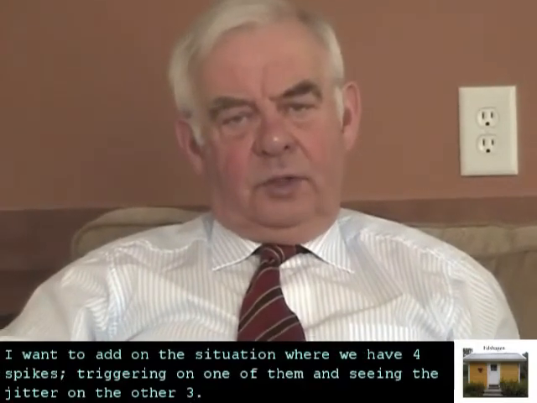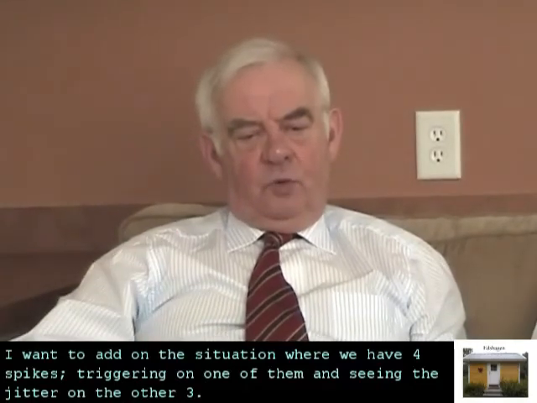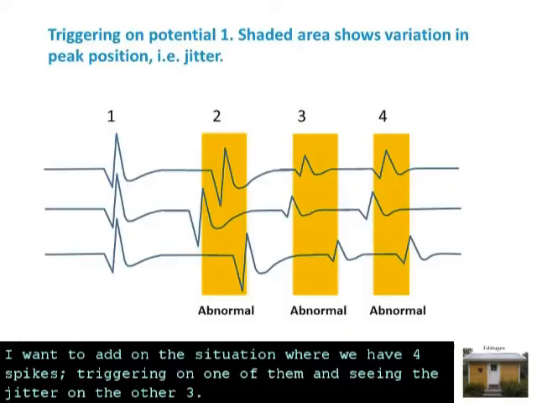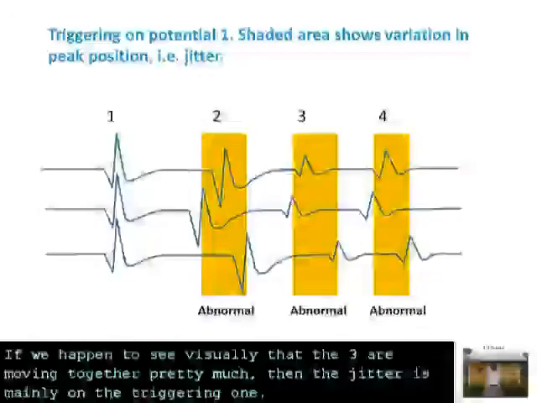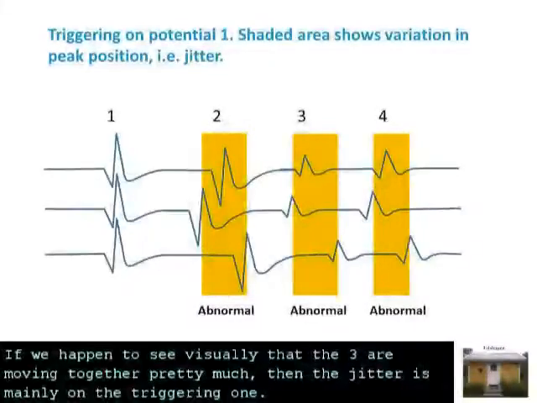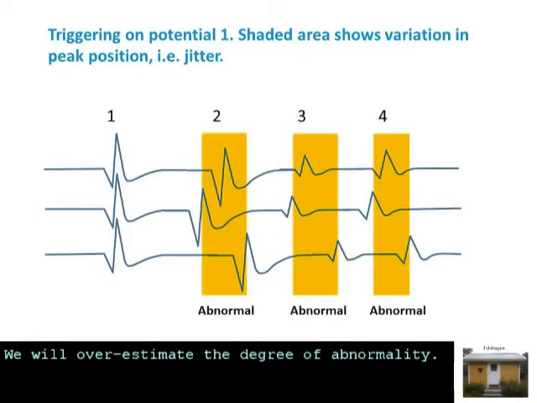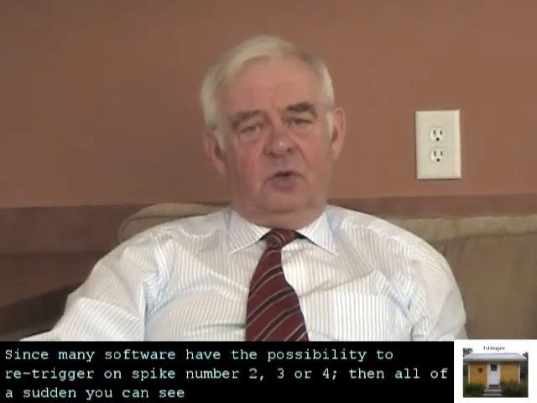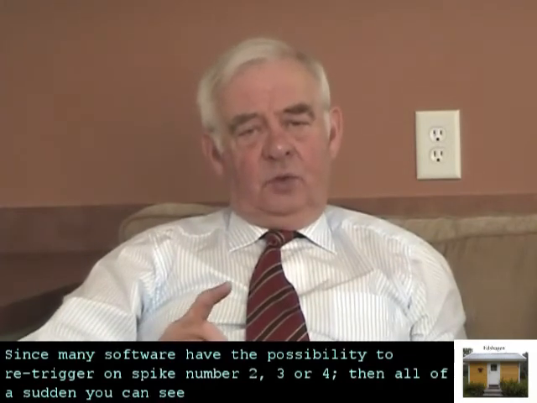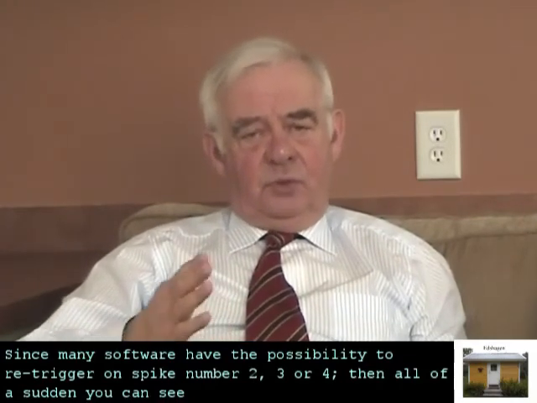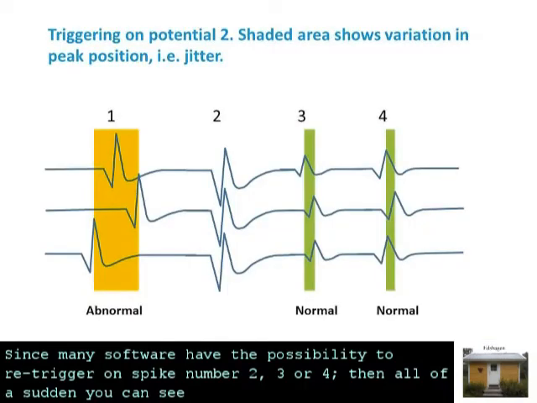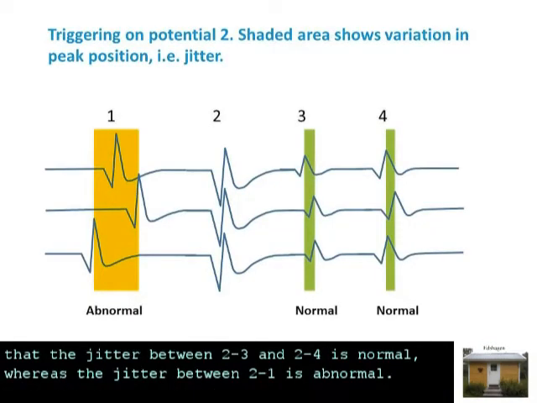I want to add on the situation where we have 4 spikes, triggering on one of them and seeing the jitter on the other 3. If we happen to see visually that the 3 are moving together pretty much, then the jitter is mainly on the triggering one, and we will overestimate the degree of abnormality. And since many software packages have the possibility to re-trigger on spike number 2, 3 or 4, then all of a sudden you can see that the jitter between 2, 3 and 2, 4 is normal, whereas the jitter between 2, 1 is abnormal.